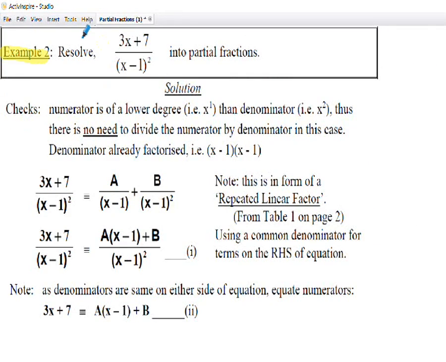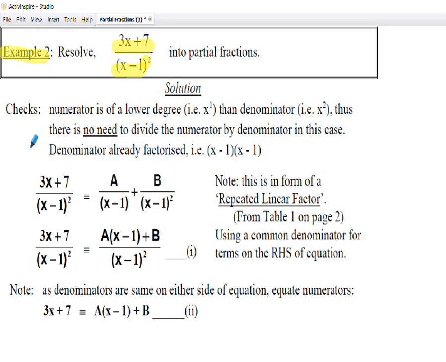Example 2 here, we're asked to solve (3x + 7) over (x - 1) all squared. Now that is in the format of a repeated linear factor because I've got squared outside of my denominator on the bottom line. Doing my 2 checks, the numerator is lower order than the denominator because it's 3x to the 1 on the top and an x squared if you expand the bracket on the bottom, and I'm already factorised on the bottom because it's already in the bracketed term, so my checks are satisfied here.